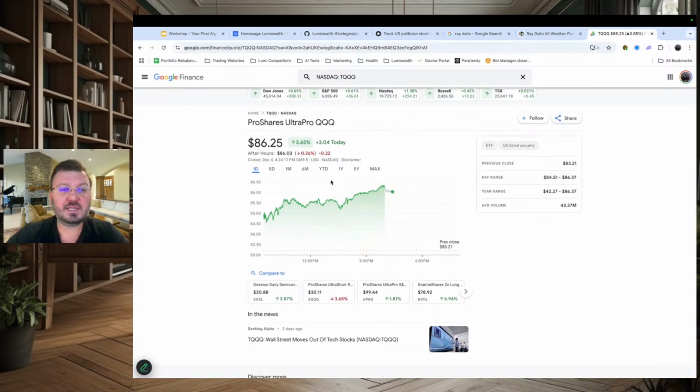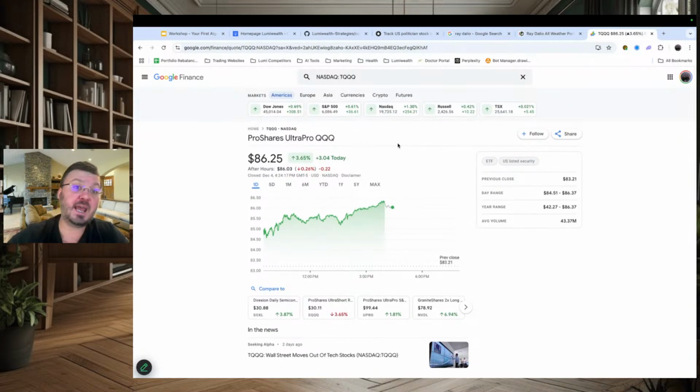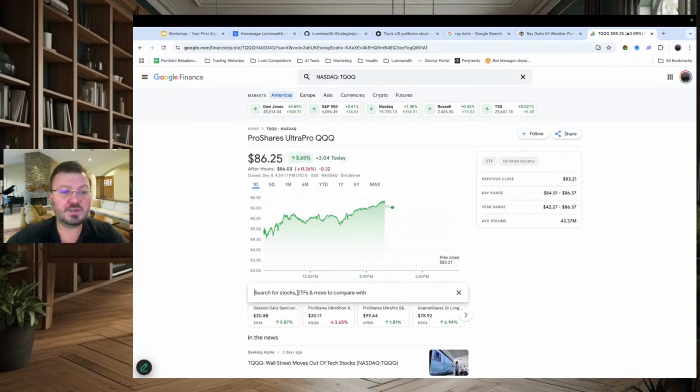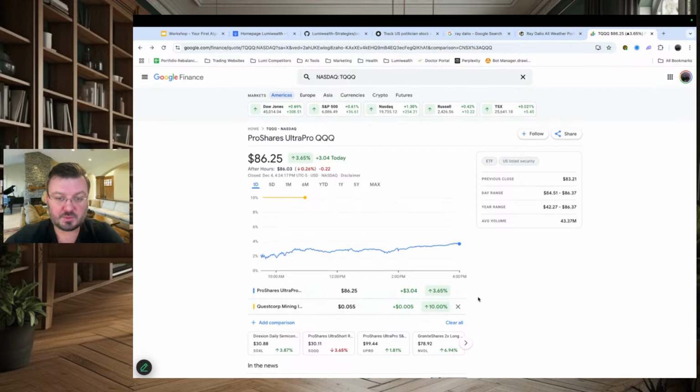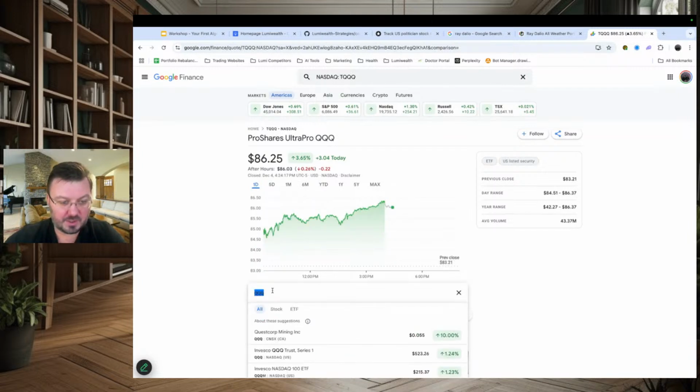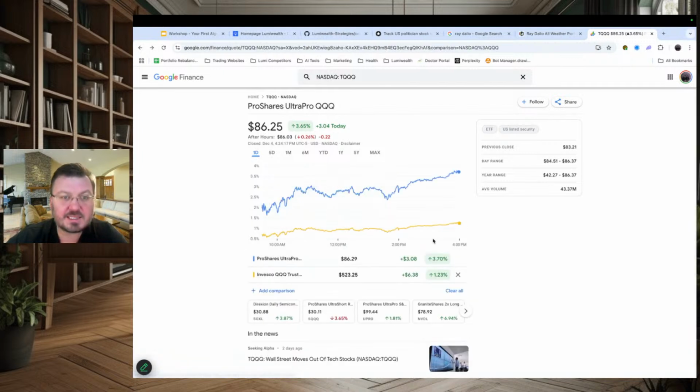So if you compare this, for example, this thing is up 3.6% today, right? You compare that to the NASDAQ itself, just the QQQ. Sorry, that's the wrong one. There's another company with QQQ. There you go. That's the NASDAQ right there. You can see that the NASDAQ today was only up about 1.2%. So this thing outperformed the NASDAQ by a lot today. But what's even more impressive is what happens over a longer time period.